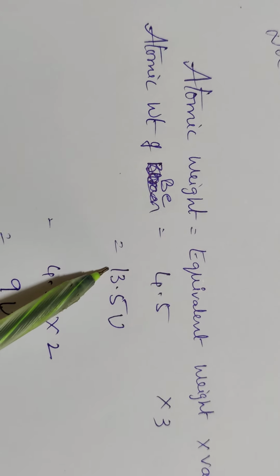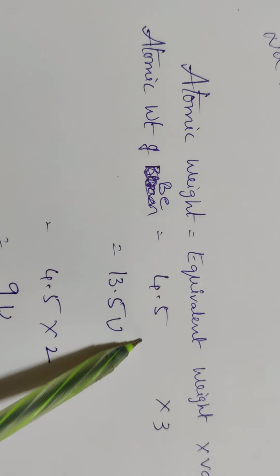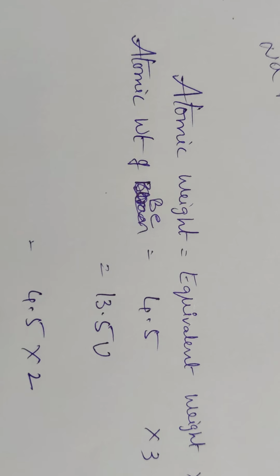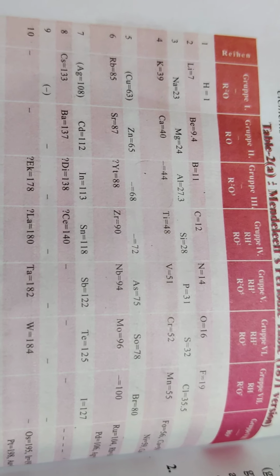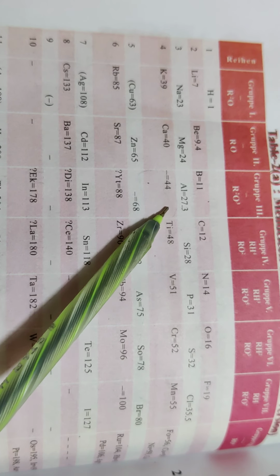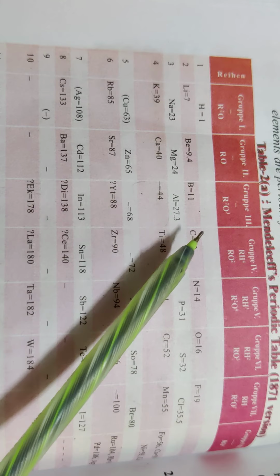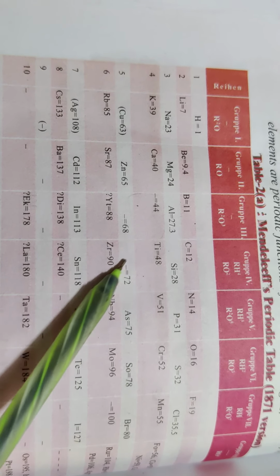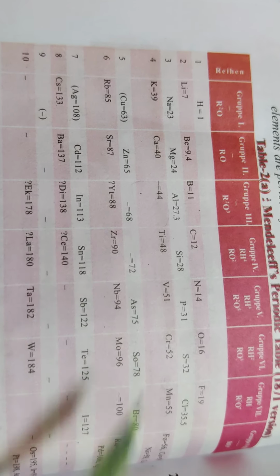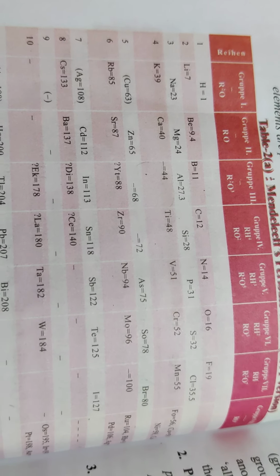If beryllium had an atomic weight of 13.5, according to this weight, the element would be placed in some other group instead of the second. But the properties of beryllium would not match with the other group of elements. Actually, beryllium's atomic weight, how much did we get?